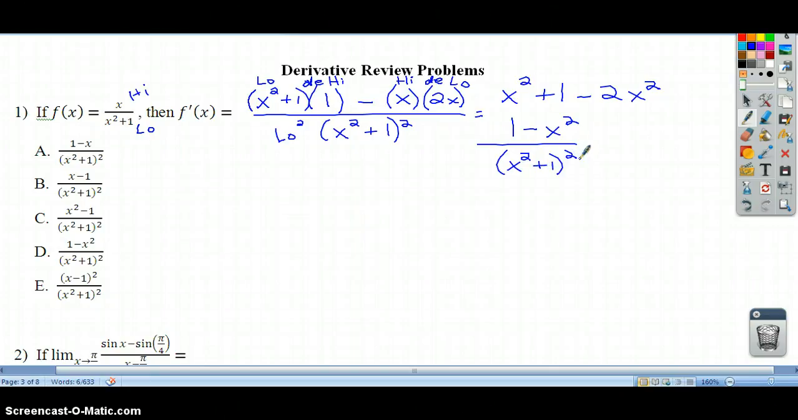And I think that looks like one of our answers. We have a winner. It's D. All right, so focus on applying the rule correctly, and then work step by step through your simplifications, and then you should find an answer that matches. All right, moving on.